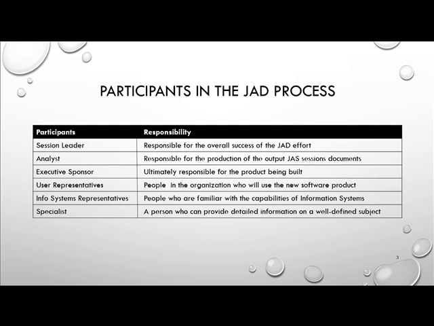There are 6 types of participants that are key to the joint application design process. In this slide, I have listed those participants and a brief description of their responsibilities in the joint application design process. These participants are not involved in all phases of the joint application design process. It should be noted that the session leader is one of the most important participants. He or she has the responsibility for the overall success of the joint application design effort.